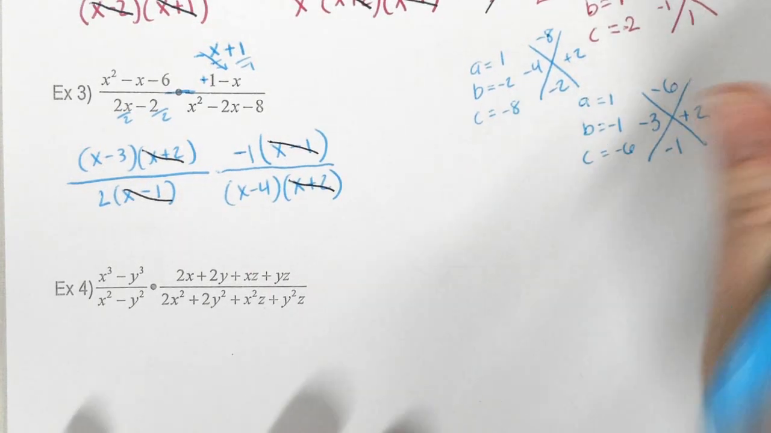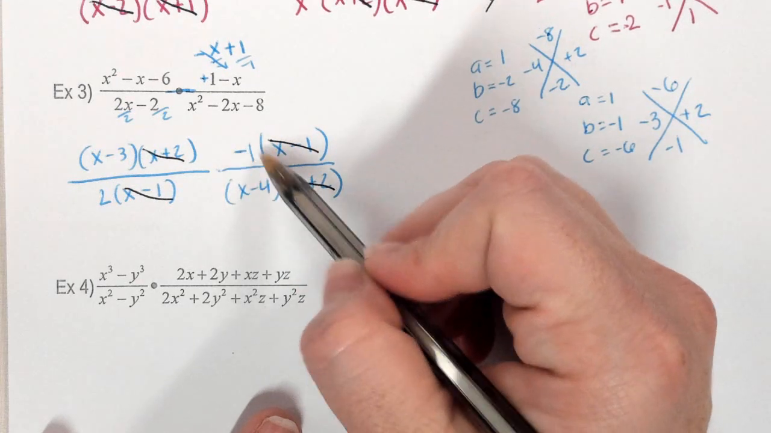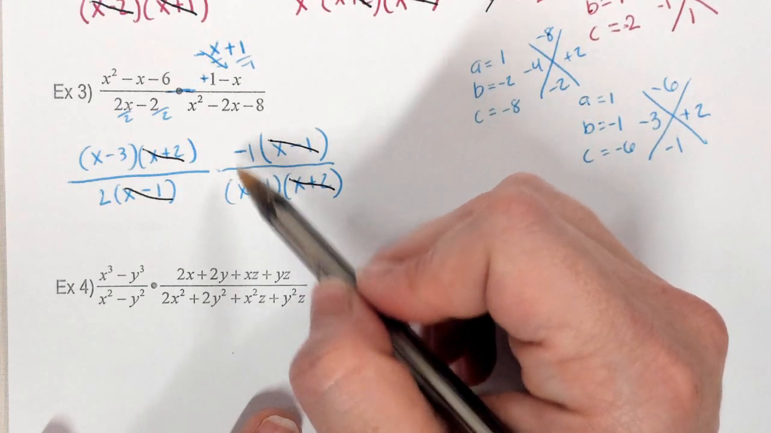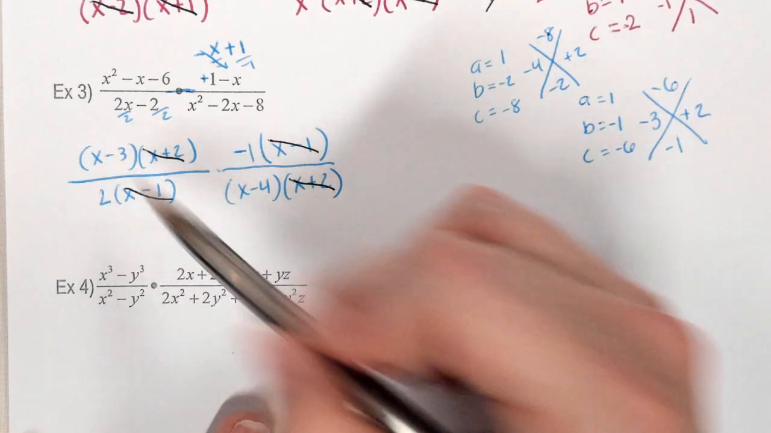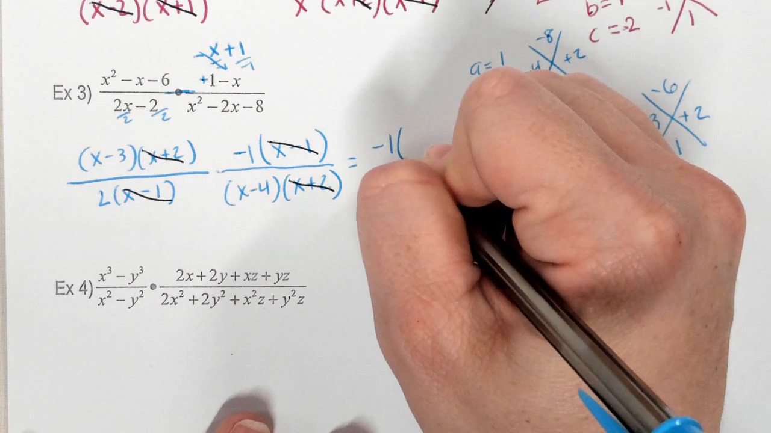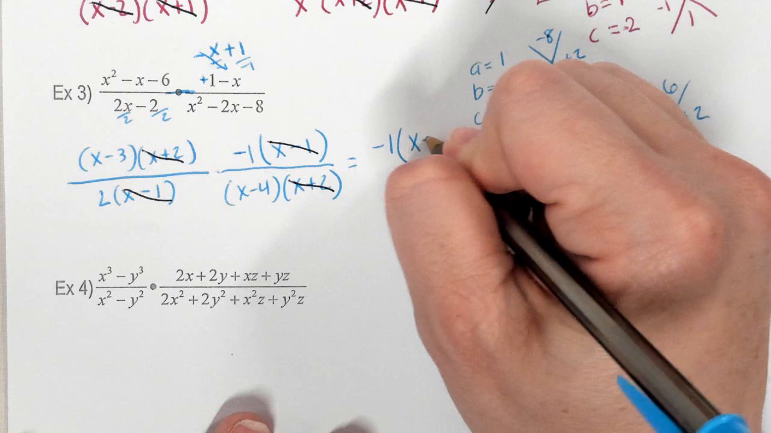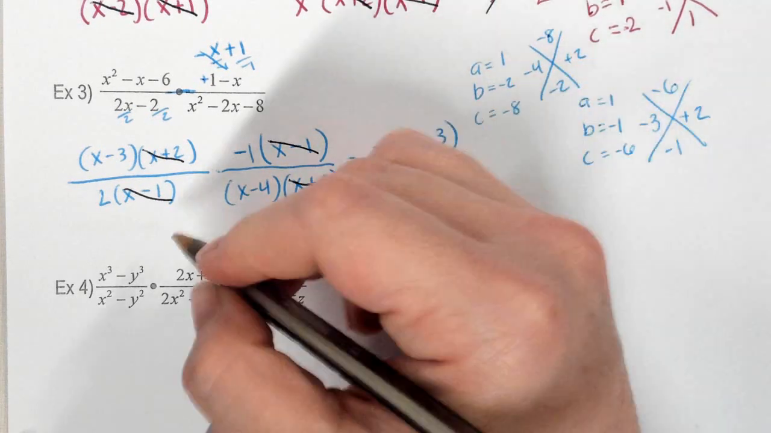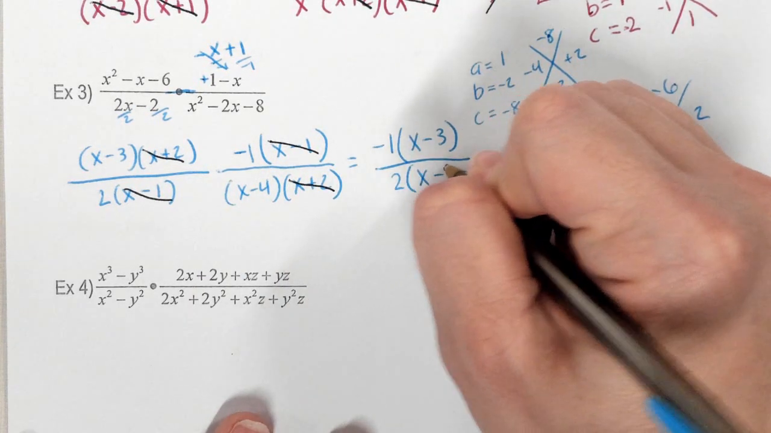So I'm going to rewrite it. Now your constants that have nothing, so not coefficients, those are going to go in front of everything. You good? So we have -1, or just negative, in front of x minus 3, over 2x minus 4.